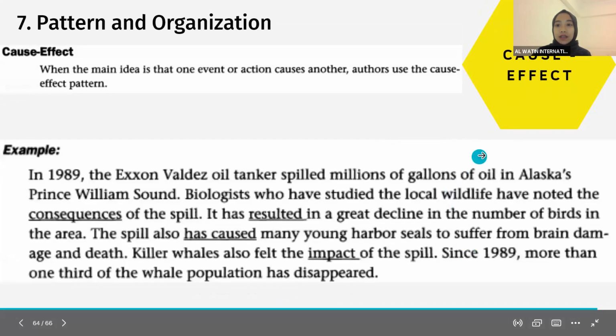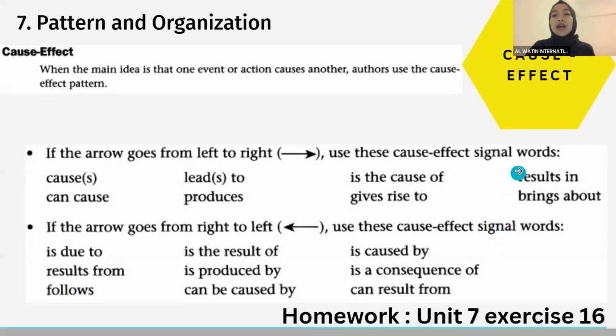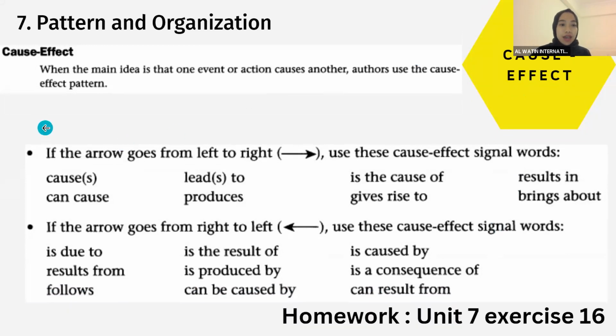All right. Before we go to the example, is there any other explanation? Oh, okay. So there are other words we can use in cause and effect, okay? Let's read here. If the arrow goes from left to right, use these cause-effect signal words. For example, the first: cause, can cause, leads to, produce, is the cause of, gives rise to, results in, brings about.